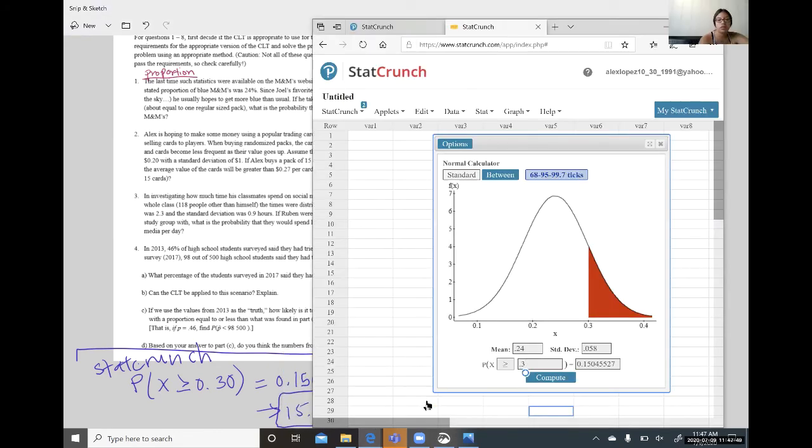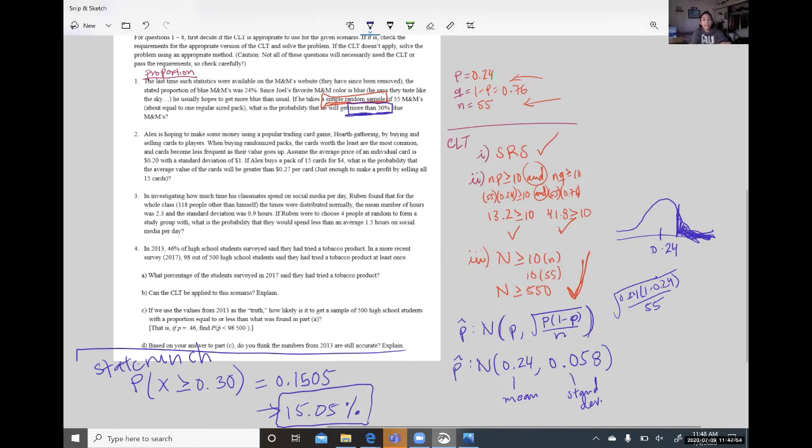Do we have to turn in this homework? Yeah, you're going to be turning this in. The due date, I'm not 100% sure. Any questions on this one? Okay.